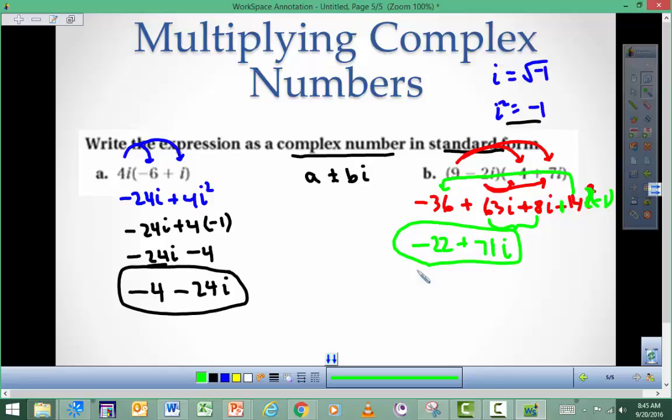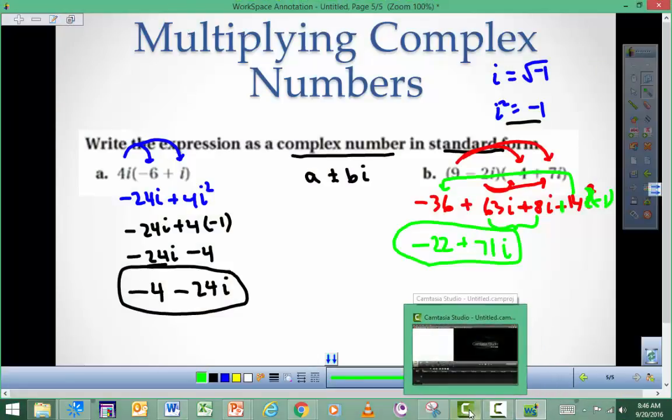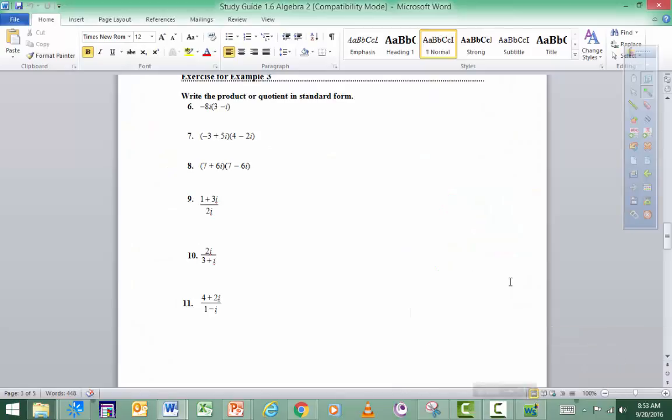So on your study guide, you should be able to do problems 6, 7, and 8. So take about 3 minutes and do 6, 7, and 8, would you? And I'll go ahead and stop this for now. Let's go ahead and continue now.